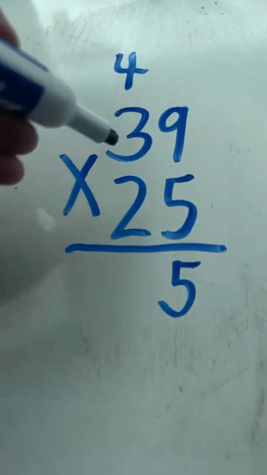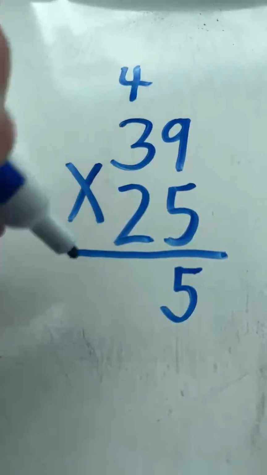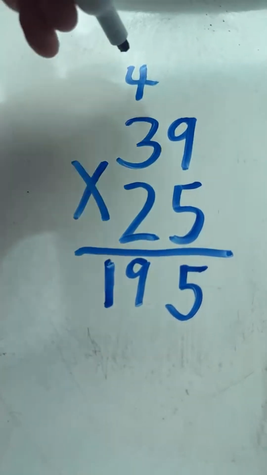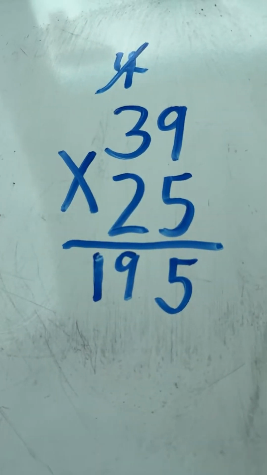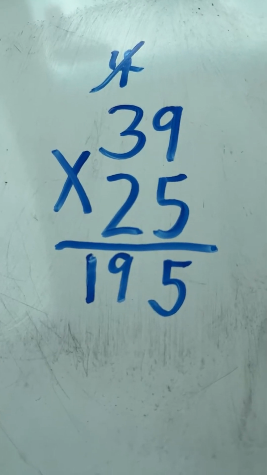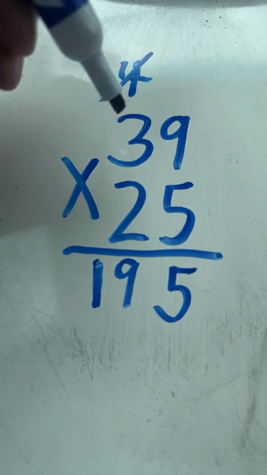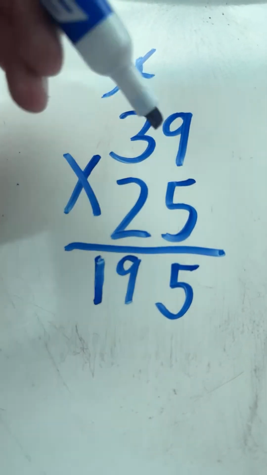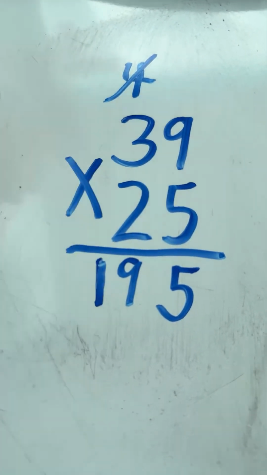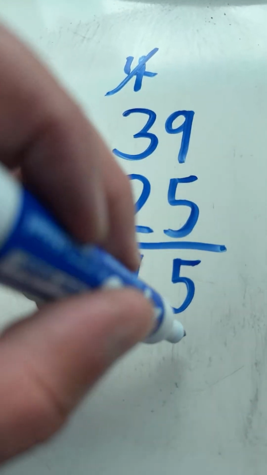3 times 5 equals 15. We have to add the 4 that we carried over. 15 plus 4 equals 19. So far we've multiplied 39 times 5. Now the next step is very important. We've multiplied the two top digits by the bottom digit in the ones place. Now before we multiply the two top digits by the bottom number in the tens place, we have to add a 0 to the ones place, since both numbers in the ones place have already been multiplied.